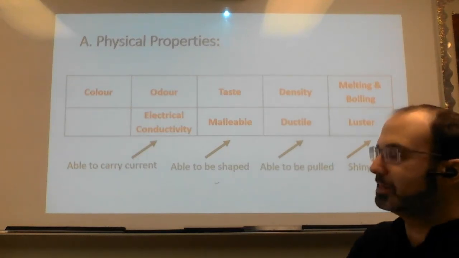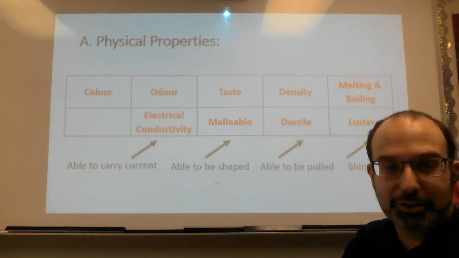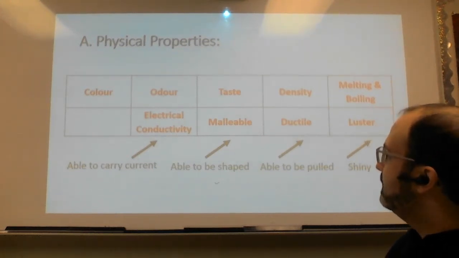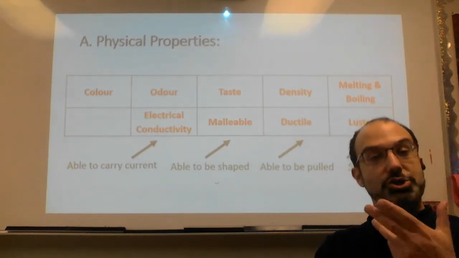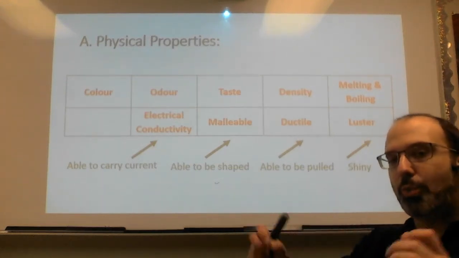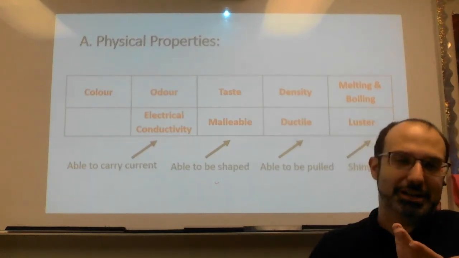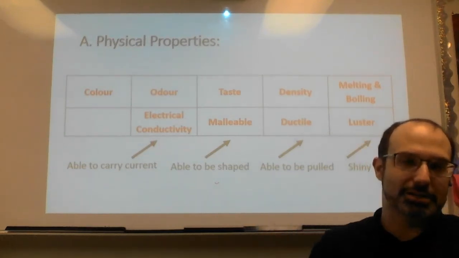So electrically conductive, able to carry current. That can also be thermally conductive, which means the ability to carry heat, but that's another matter. Malleable, able to be shaped in some way. Ductile, able to be pulled into wires. Shiny is the ability of it to, well, shine, right? Luster's the fancy way to say shiny.